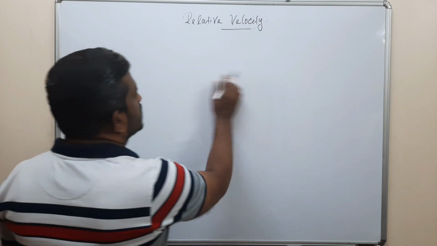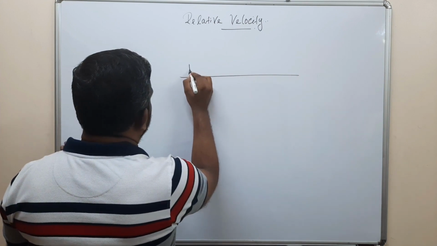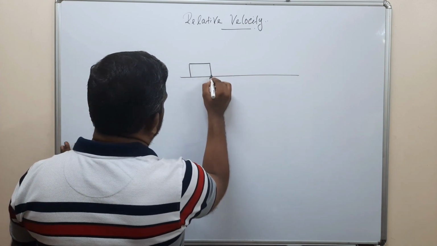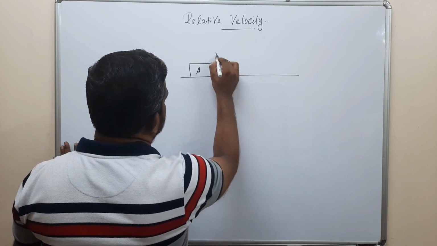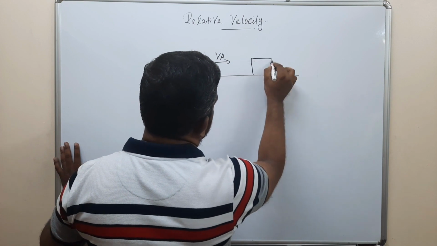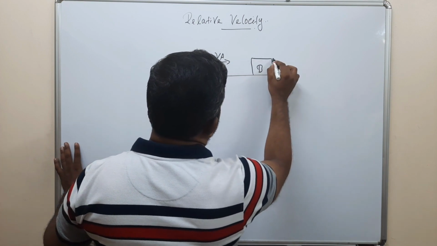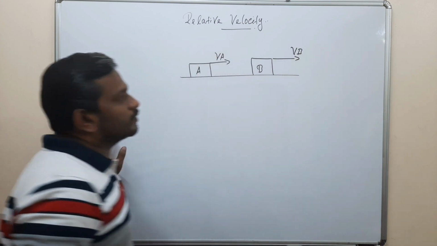Suppose there are two bodies. A is moving with velocity Va. Another object B is moving with velocity Vb.